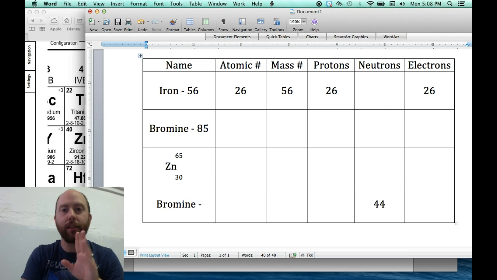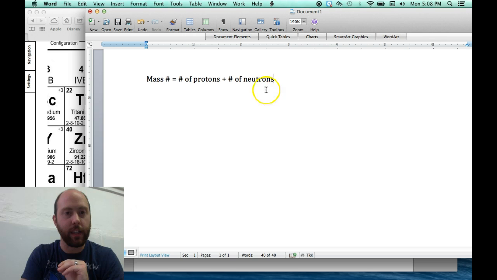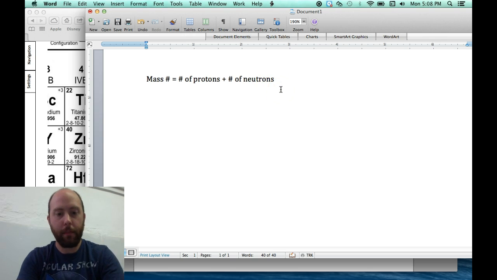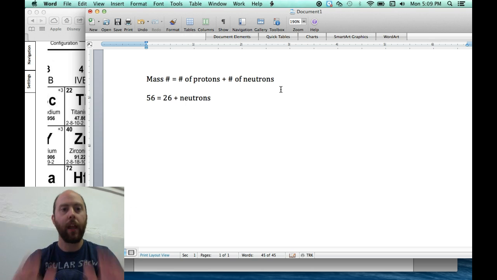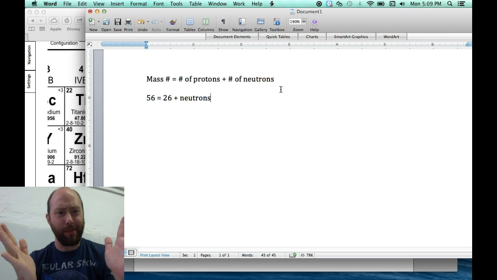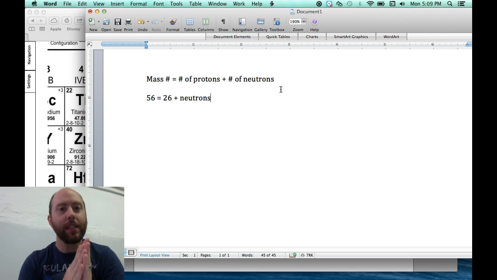So here's how it's saying. We know that 26 plus something has to equal 56. 26 plus something equals 56. So the mass number is 56. That equals 26 plus however many neutrons there are. So basic algebra, man. How do you get those neutrons by themselves? Easy. Subtract 26 from both sides.